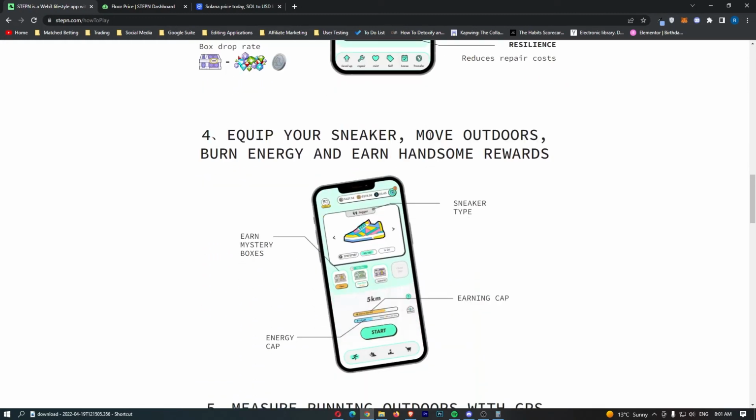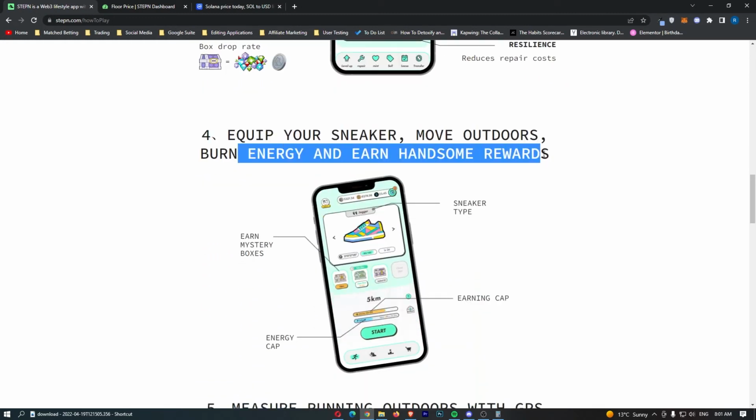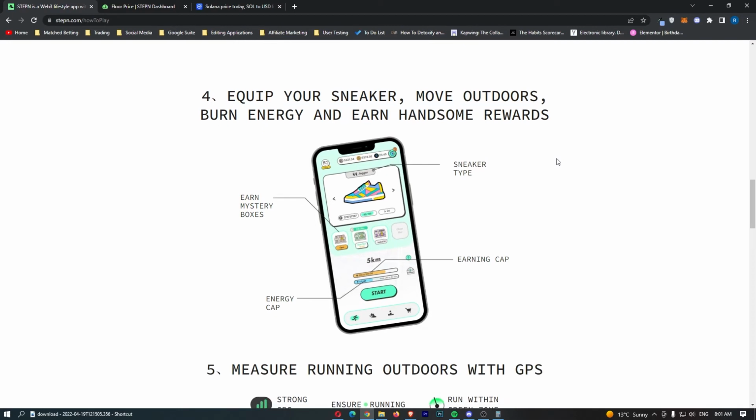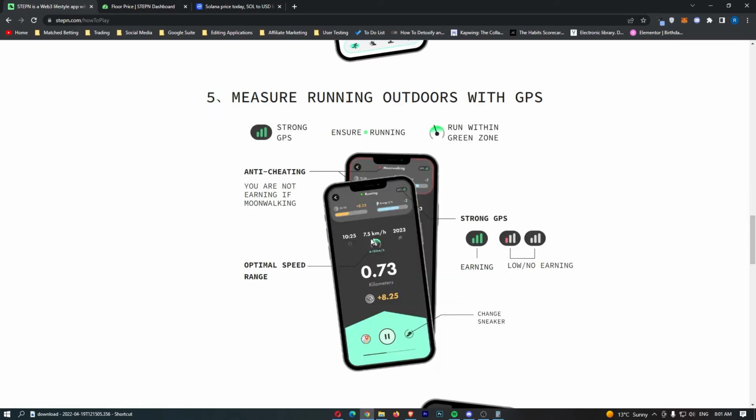Then equip your sneaker, move outdoors, burn energy, and earn handsome rewards. Now this is where you actually start up your run, your walk, whatever you are doing, you go outside, and this is where you can actually earn these StepN tokens. We can also see that we have a zone right here, so it basically tells you exactly how fast you need to be running or walking or anything like that, and you need to make sure you are staying within the zone of speed, and that is how you are able to make money.